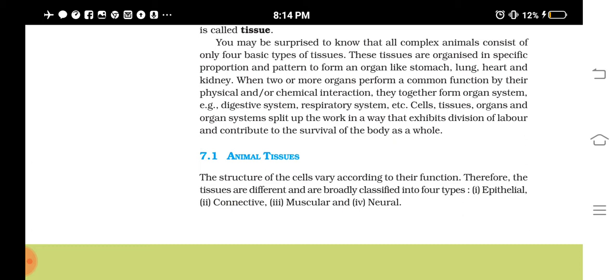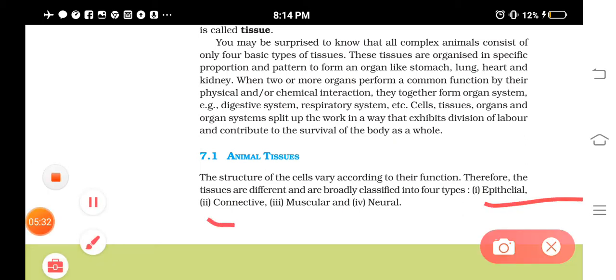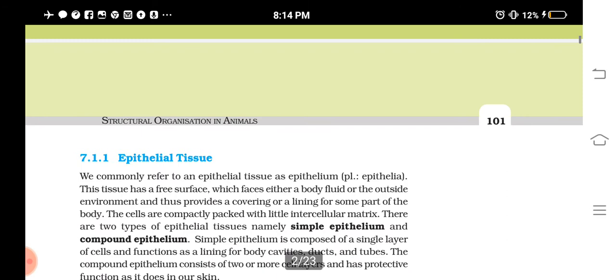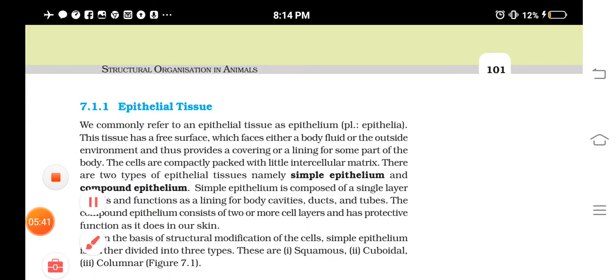So there are different types of tissues. I said there are 4 different types of tissues in animals. They are epithelial tissues, connective tissues, muscular tissues, and neural tissues. Is it clear? So let's study each of these in detail.